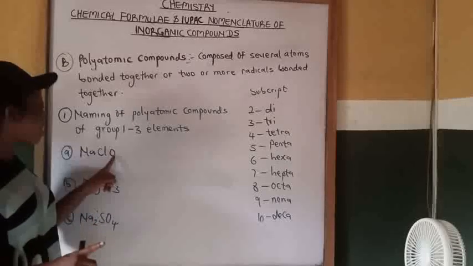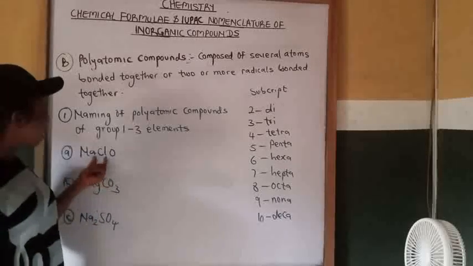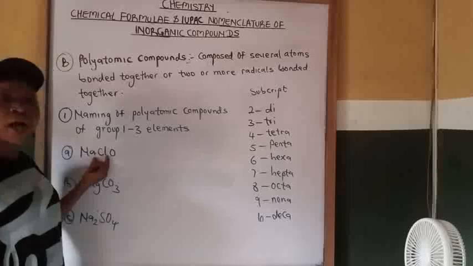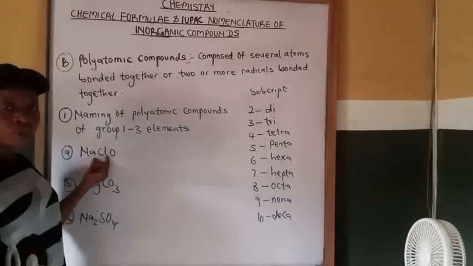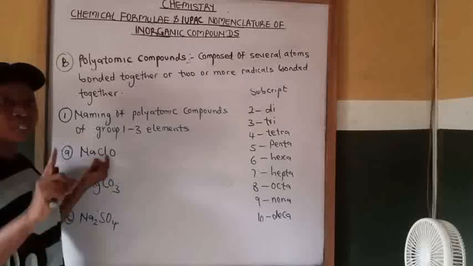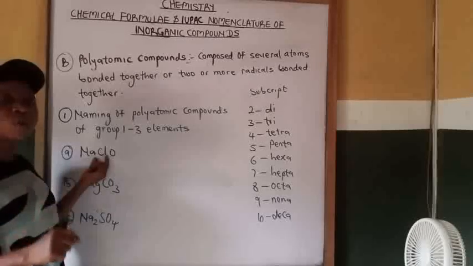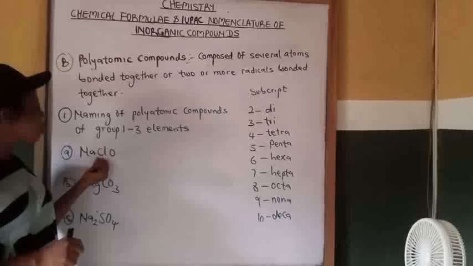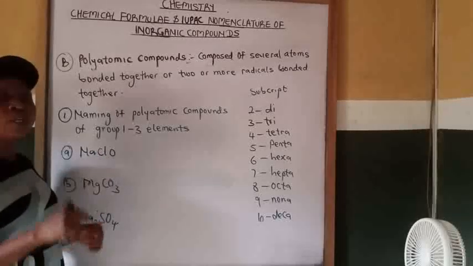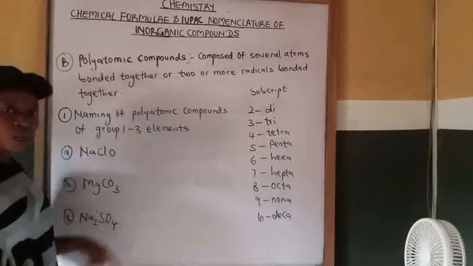So then followed by oxygen. The middle atom will be named last. Then you write the oxidation number of the middle atom. So the middle atom will be named with the oxidation number.